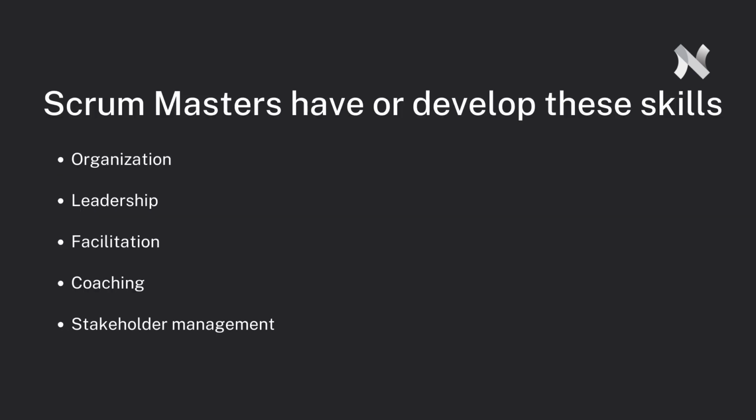You know a bit more about the pillars and the role of the Scrum Master. To recap, a Scrum Master must possess skills like organization, leadership, the ability to facilitate, coach, and manage stakeholders. And a Scrum Master can be quite different from a project manager in terms of their responsibilities, but the role may be played by the same individual since they require a similar skill set.